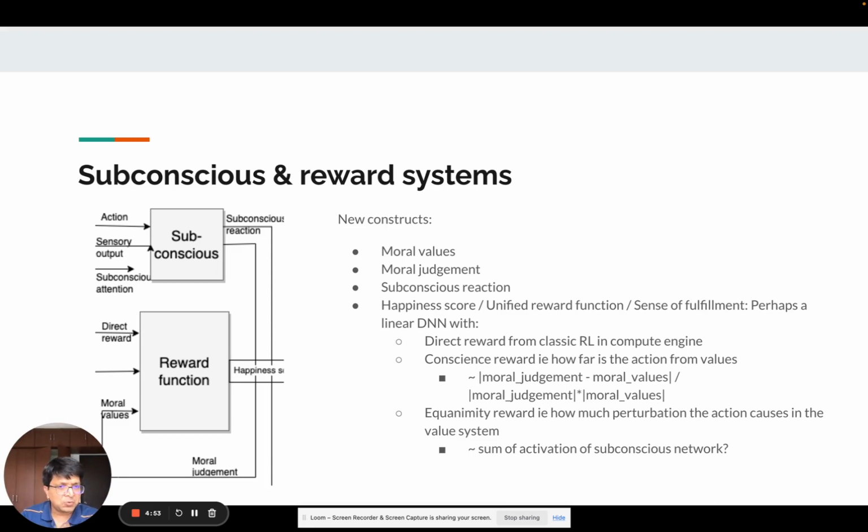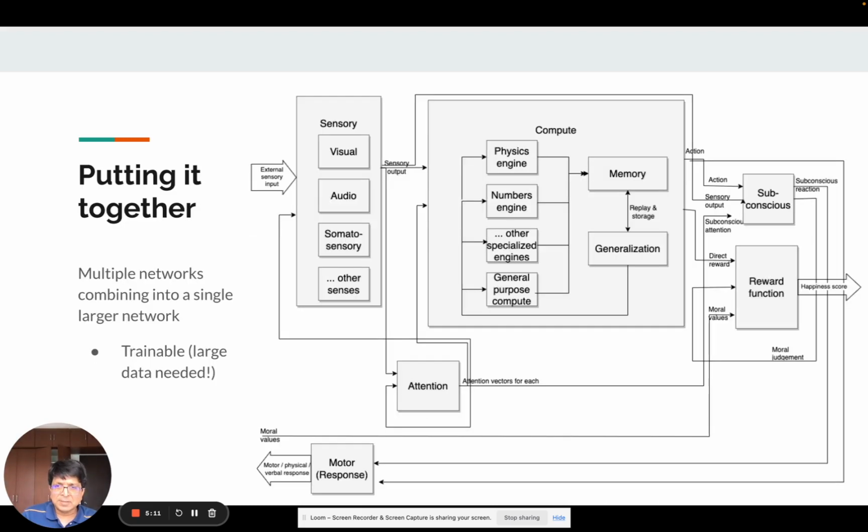The reward function is more of a human reward function, which I'm calling, say, a happiness score or fulfillment score. It takes into account the more direct reward, but also brings in some aspects of conscience: how far that action is from what I believe and what my model values are, and how much of a perturbation it could be causing to my value system. If you put it all together, you get a large trainable, to borrow Peter's word again, global architecture of what this model might look like.